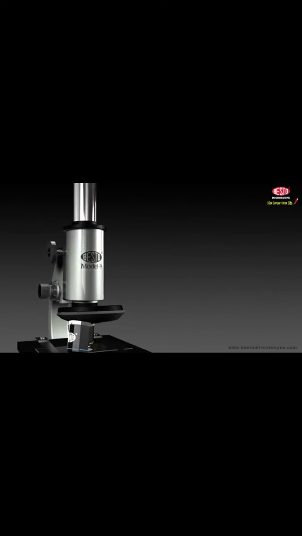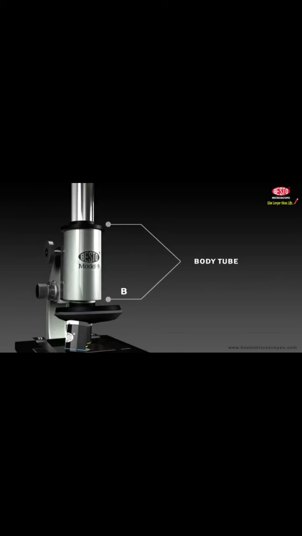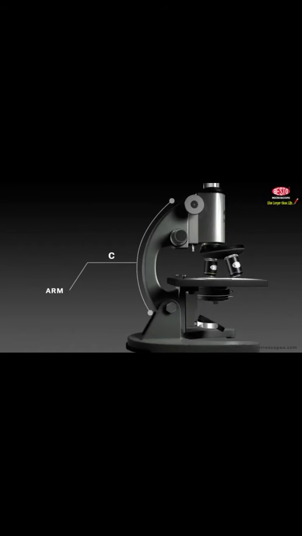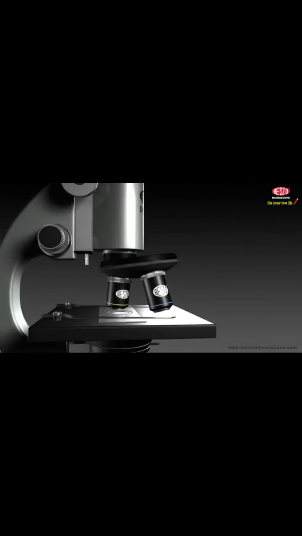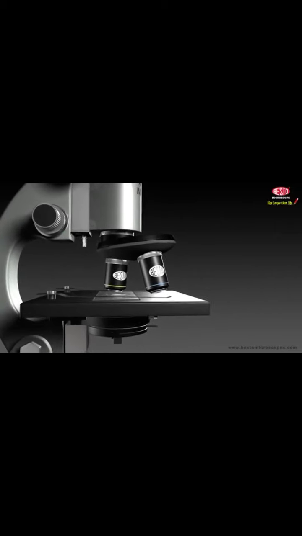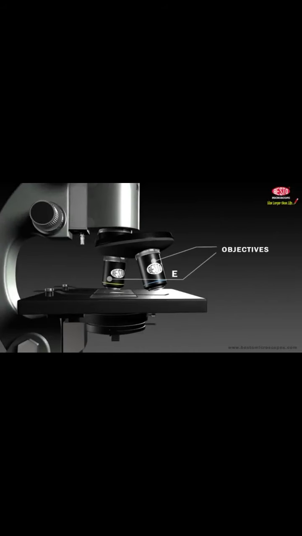The body tube holds the eyepiece in position over the revolving nosepiece and the objectives. The body tube may be straight up and down or slanted. C. The arm is the curved metal piece that holds the body tube in place over the stage and the base. D. The revolving nosepiece holds the objectives and allows you to change objectives while looking at a slide or sample.